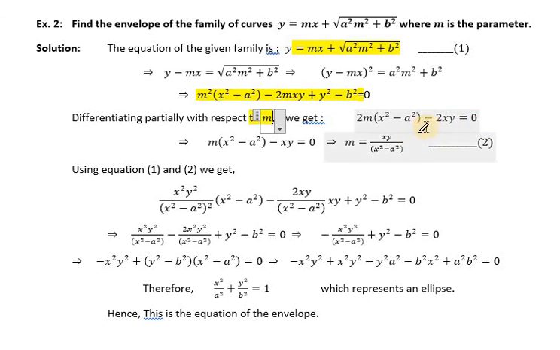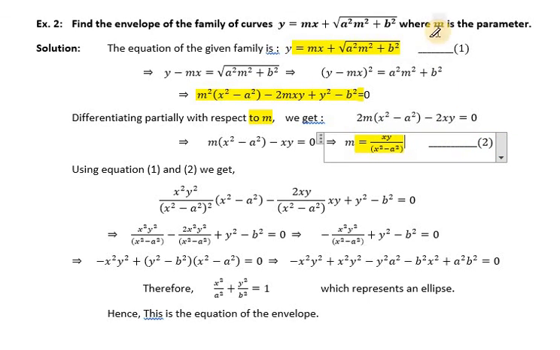Now 2 you can cancel, that is m into x square minus a square minus xy is equal to 0. Now we have to eliminate m value, that's why let us equate this equation to m. So we get m is equal to xy by x square minus a square. Just equate this to m. So take this as equation 2.